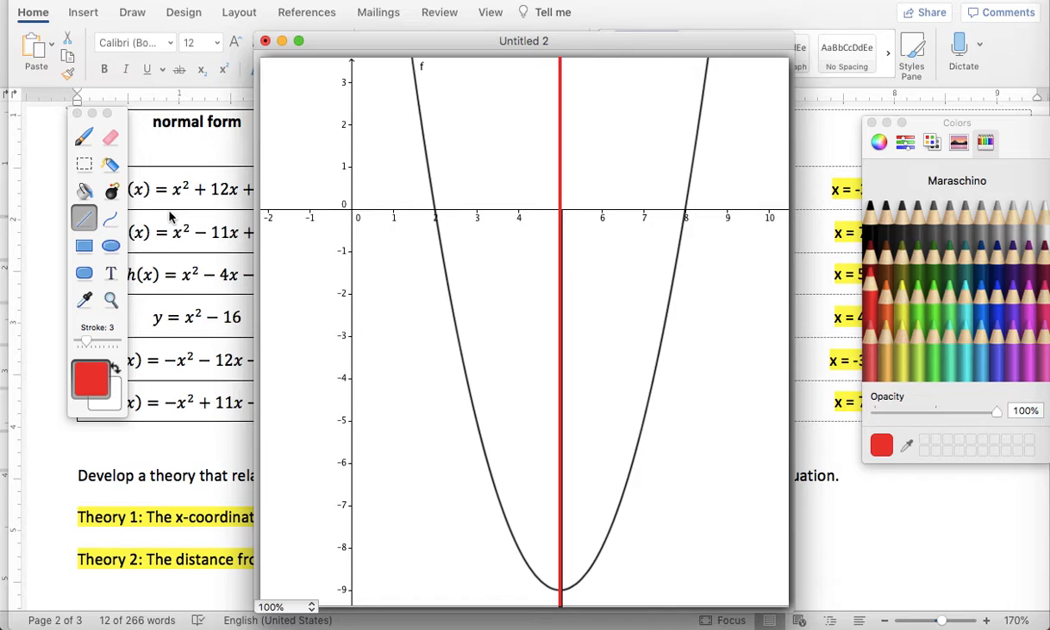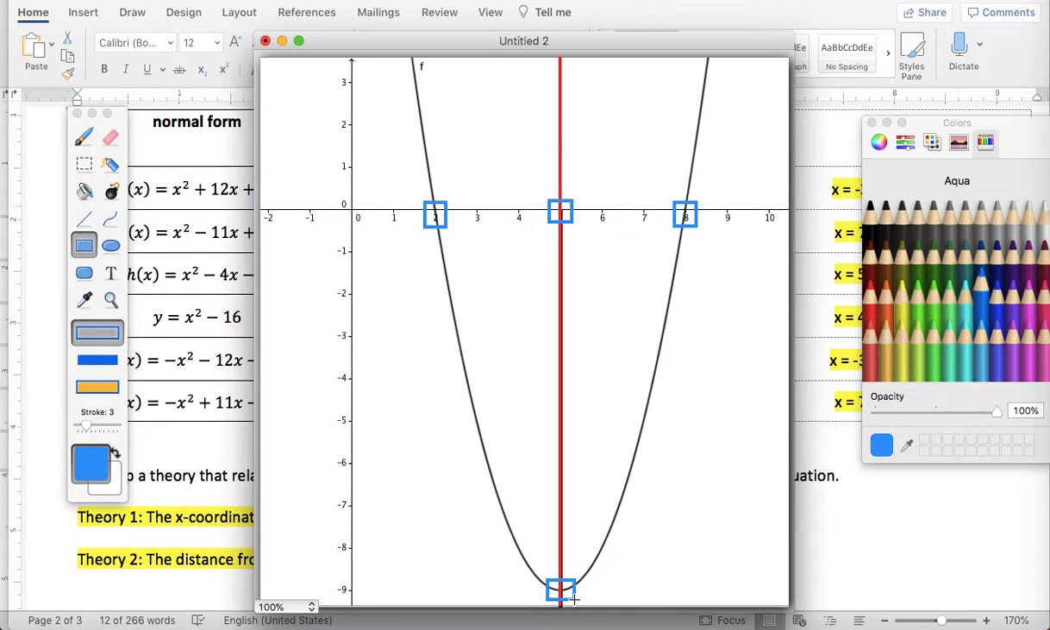So if we knew one of our roots and we knew the other root, in order to find the very middle, if you found the middle, you would find the x coordinate for our minimum or maximum. So the middle of 2 and 8 is 5. And that is the x coordinate for our vertex, or our minimum or maximum.